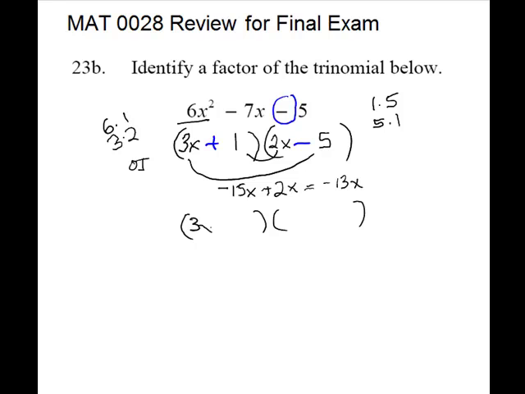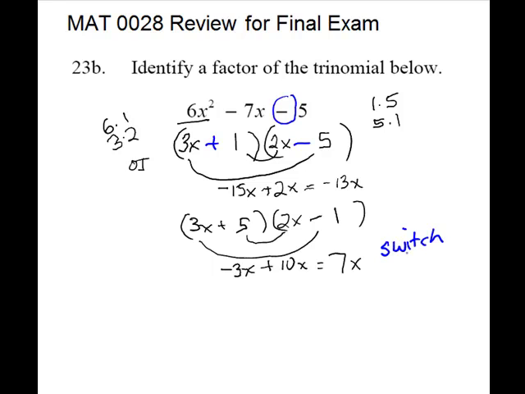I want to use up the 3 and 2. So I will try 5 and 1. I will check again. So I have a minus 3x on the outside, a plus 10x on the inside, gives me a 7x. This one almost works. The only thing wrong with it is the sign. We wanted negative 7x, we're getting positive 7x. To fix that, all you have to do is switch the signs in your answer. So whichever one was plus should have been minus, and whichever one's minus should have been plus.